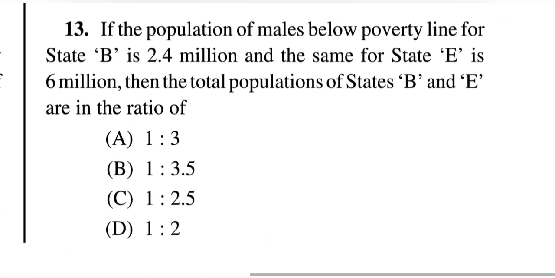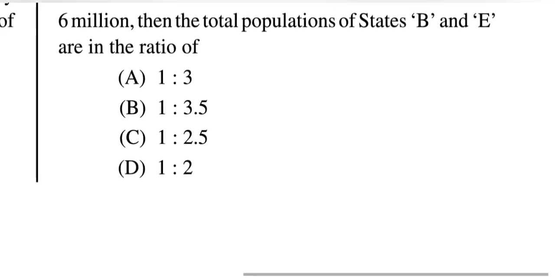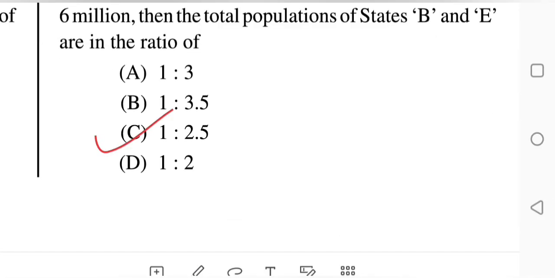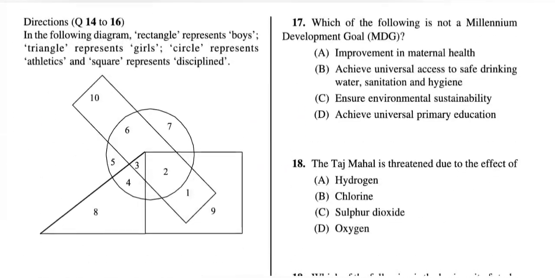Number 13, it says, if the population of males below poverty line for state B is 2.4 million and the same for state E is 6 million, then the total populations of states B and E are in the ratio of what? 1:3, 1:3.5, 1:2.5, 1:2. What is the correct answer? Correct is C, that is 1:2.5. This is the correct answer.